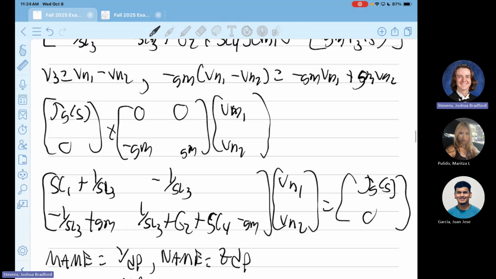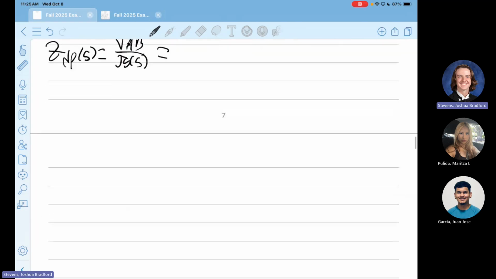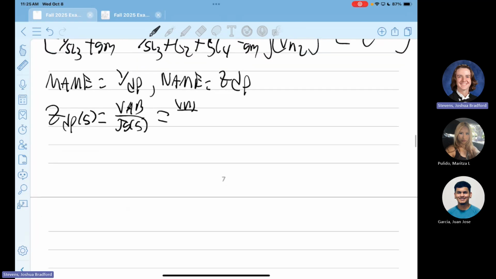What is VAB in terms of nodal voltages? Does everybody agree with that? Yeah, it's Vn1. So Vn1 over JG of S. So what is Vn1?